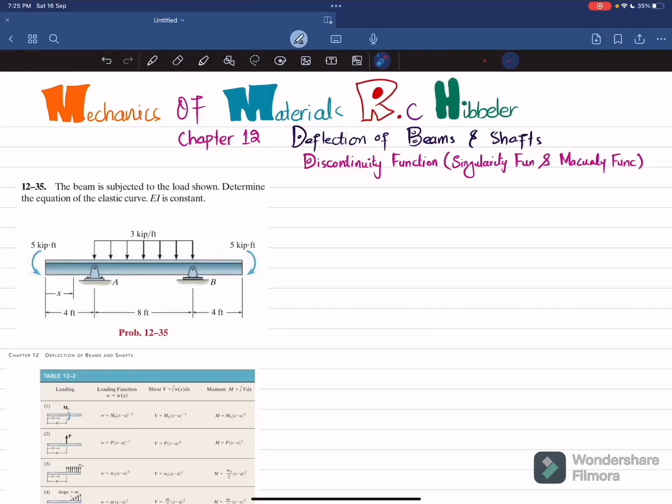Welcome back. Problem 12-35. This problem is taken from chapter number 12, that is Deflection of Beams and Shaft, and the book name is Mechanics of Materials by R.C. Hibbeler. So the statement is: the beam is subjected to the load shown. Determine the equation of elastic curve.